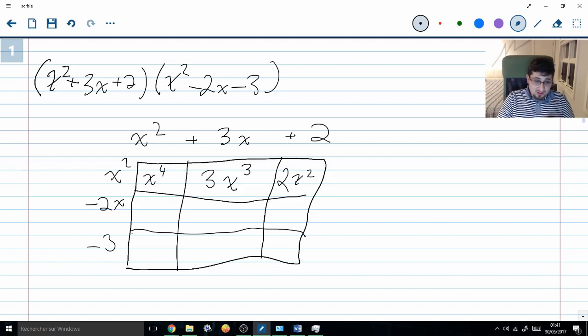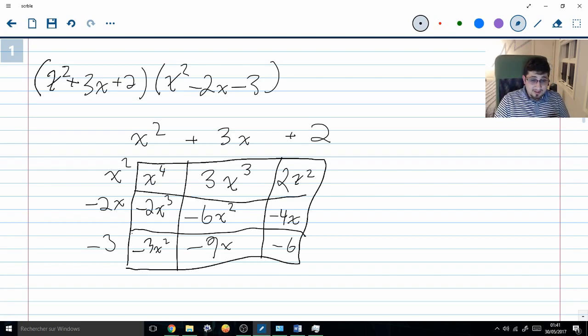So then we'll do the second one, which is x squared times minus 2x. So that would be minus 2x cubed, minus 2x times 3x, which would be minus 6x squared, and finally minus 2x times 2, which is a minus 4x. And then for the final row, we'll do minus 3 times x squared, which is minus 3x squared, minus 3 times 3x, which is a minus 9x, and finally minus 3 times 2, which is a minus 6.